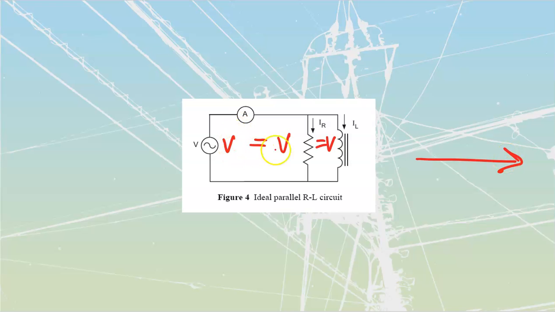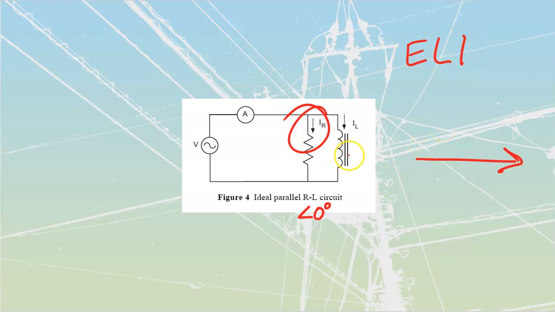We are then going to have two separate currents. What do you know about this current over here? Well, you should be able to tell me that a resistive current is going to be in phase. In other words, resistive current happens at an angle of 0 degrees. What do you know about inductive current? Well, you should know that anytime I have an inductive current, ELI, my current is going to lag the voltage.